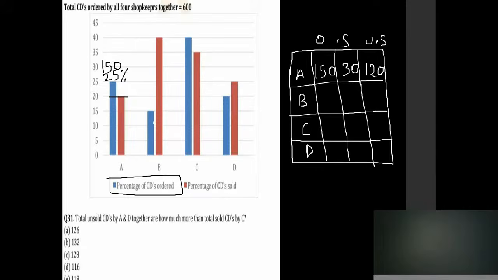In the same way, we should calculate for B also. So shop B.